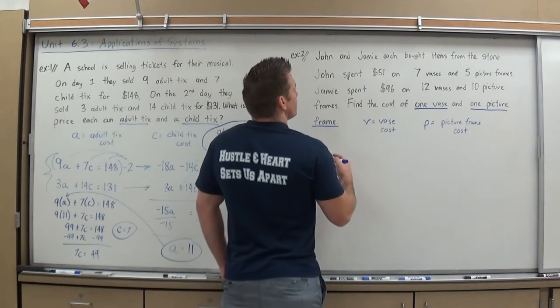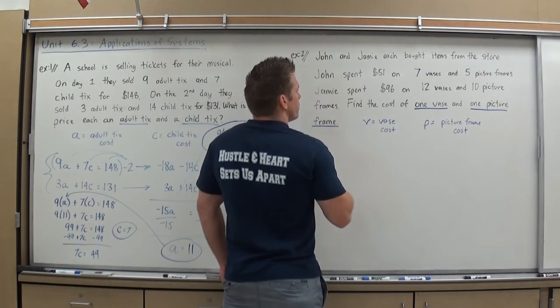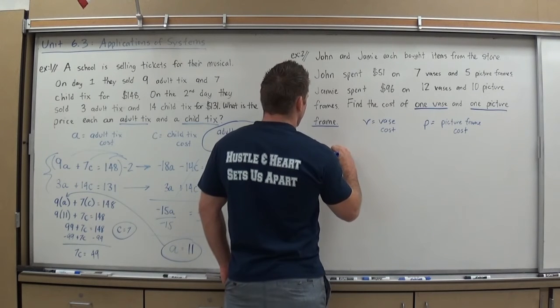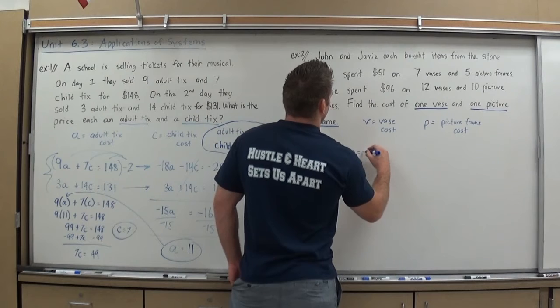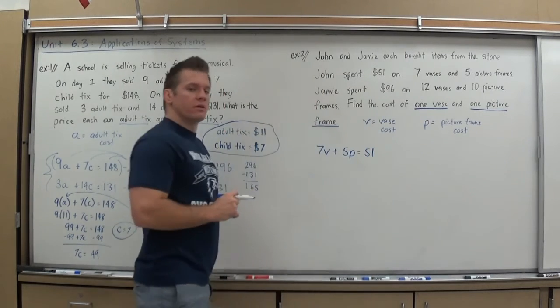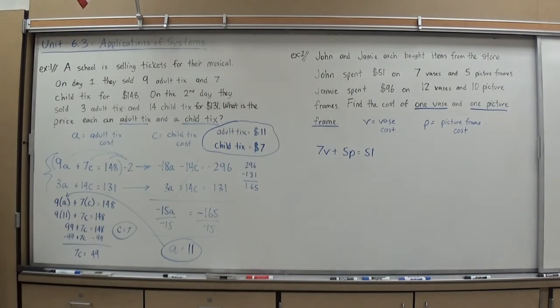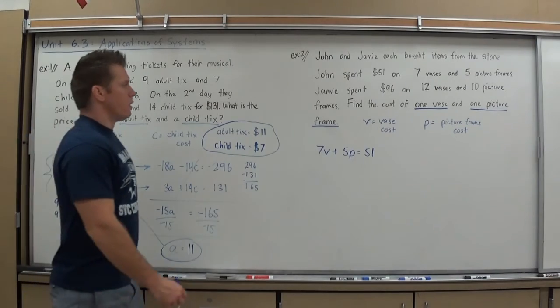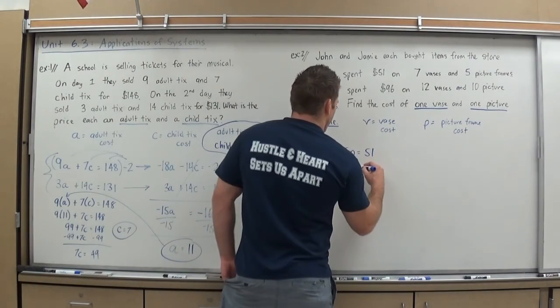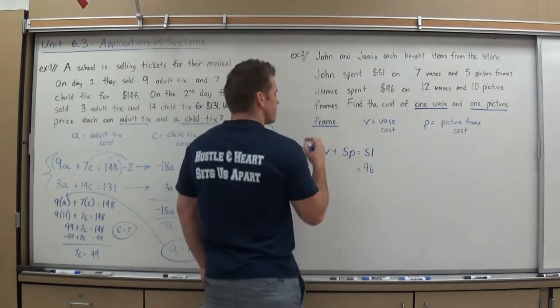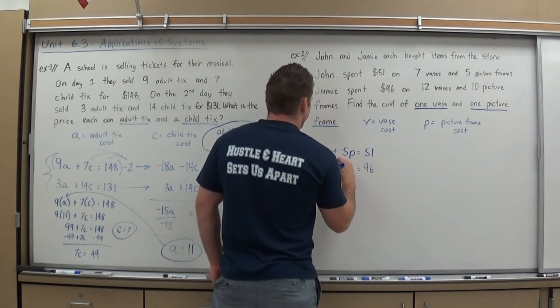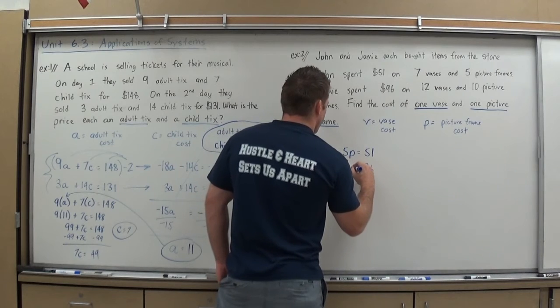Now I can read the situation. He spent $51 on 7 vases, so 7V, and 5 picture frames, so 5P, and that cost $51. So again, it's just a quantity equal to the money they spent. And then the other person, Jamie, spent $96. So I know theirs is going to have to equal $96, and they bought 12 vases and 10 pictures.